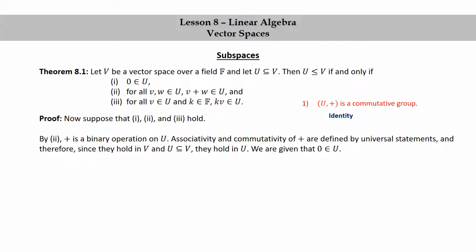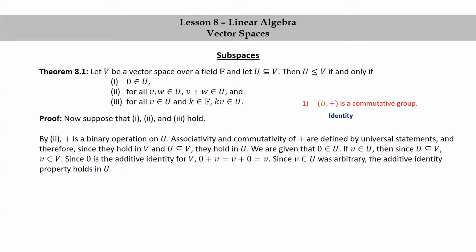Identity. We are given that 0 is in U. If V is in U, then since U is a subset of V, V is in V. Since 0 is the additive identity for V, 0 plus V equals V plus 0 equals V. Since V in U is arbitrary, the additive identity property holds in U as well.